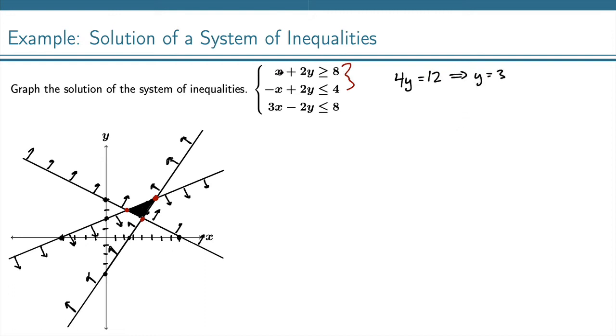And if we plug that into this first one, I get x plus 2 times 3 equals 8. So x is equal to 2. So 2, 3 is this point right here. 2, 3. That's this point.